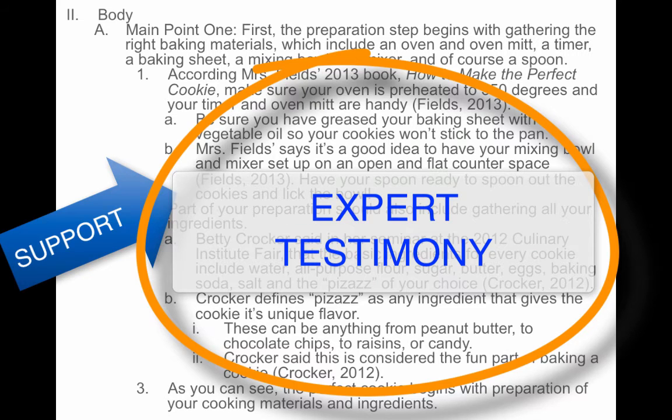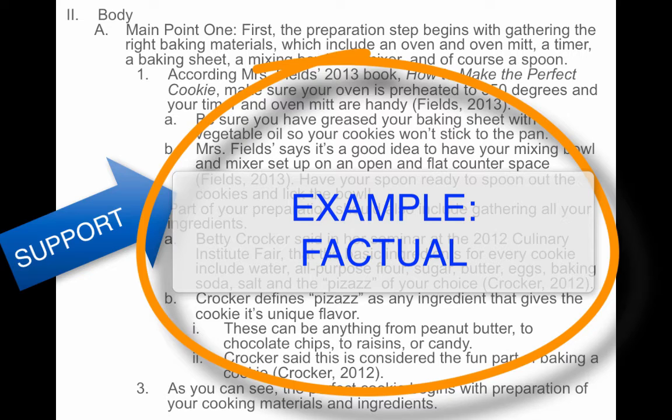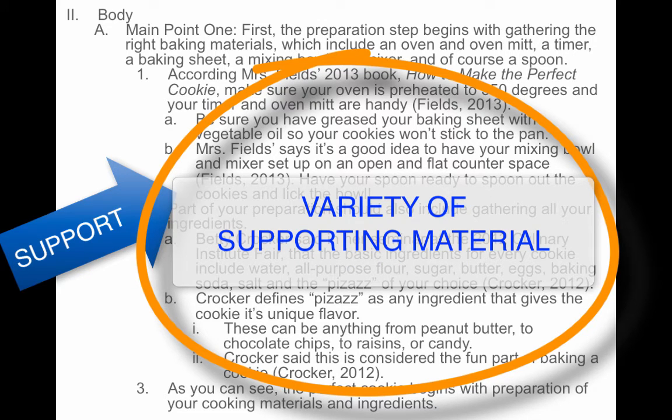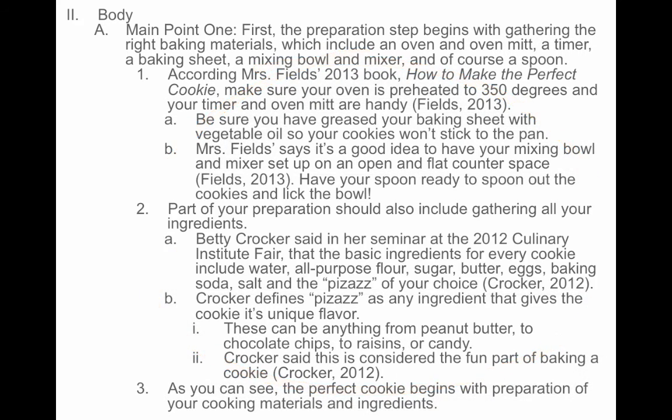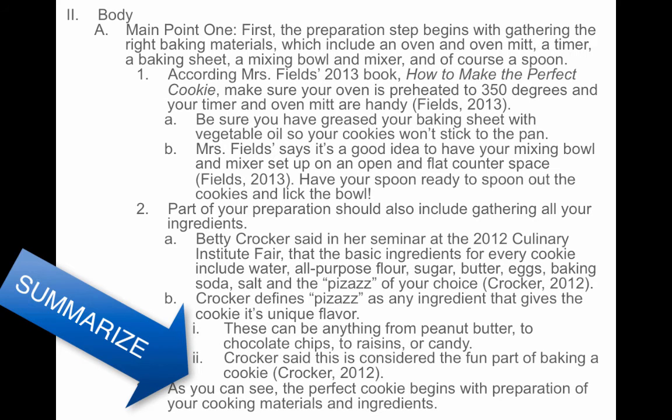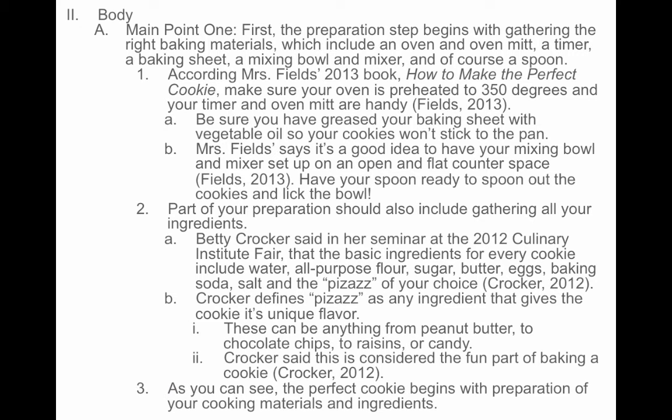I also have an example here as well, right here when I talk about the types of things that you can use in your cookie. And so this is a factual example. Your main points should have a variety of types of supporting materials as well. Our last S is summarize, and my last sentence here quickly wraps up that main point. So you want to use the 4S strategy to develop each of your main points.